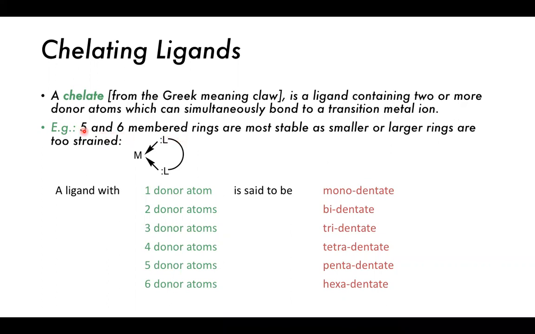There's also a stability gain from forming 5 or 6 membered rings. So 5 and 6 membered rings are most stable as smaller or larger rings are too strained. So with a 5 or 6 membered ring, the angles are not too bad. A ligand with one donor atom is said to be monodentate. So that's your chloro or your ammonia ligands. 2 donor atoms are said to be bidentate, 3 donor atoms tridentate, 4 tetradentate, 5 pentadentate, and 6 hexadentate.